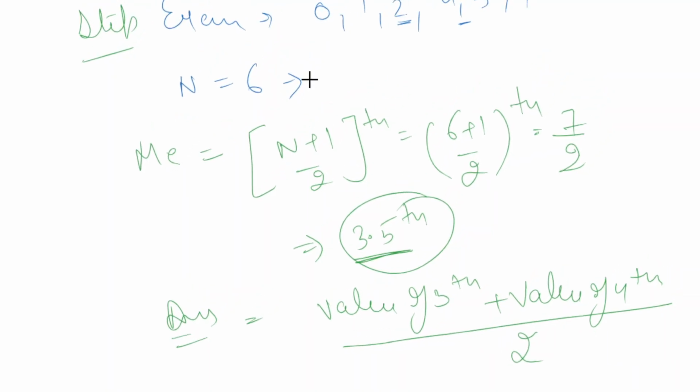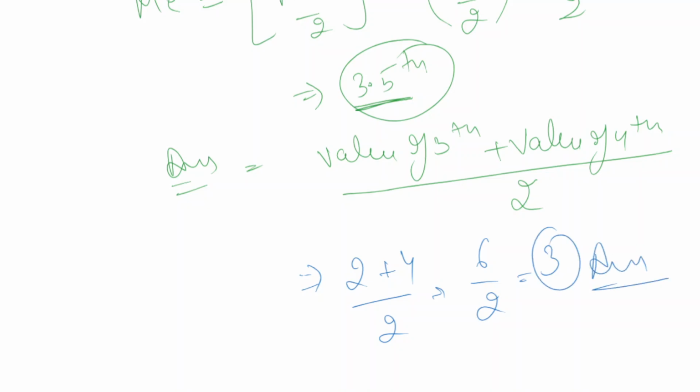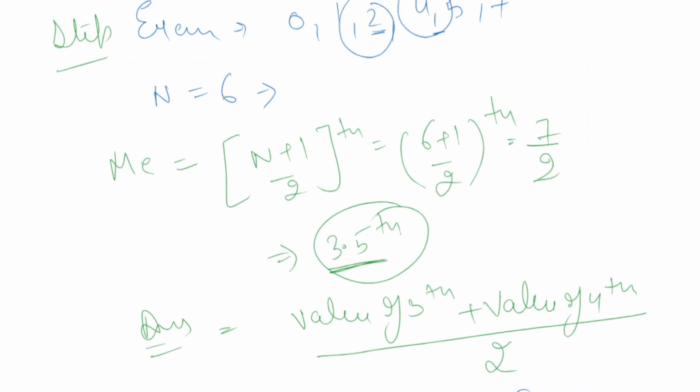Now the value of the third term, first, second, third, is 2, and the value of the fourth term is 4. You have to take an average of 2 and 4. That is (2 plus 4) by 2, that is 6 by 2, which is 3. Answer. So the median for this particular individual series is this.